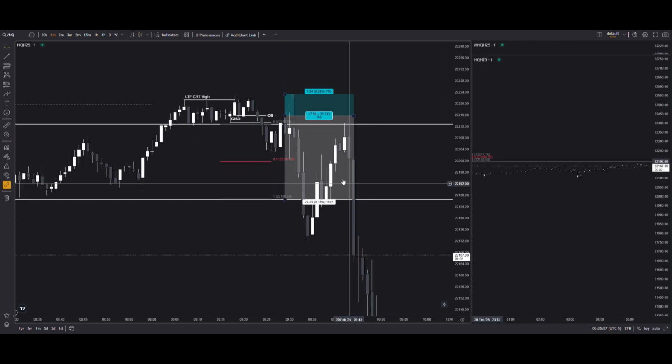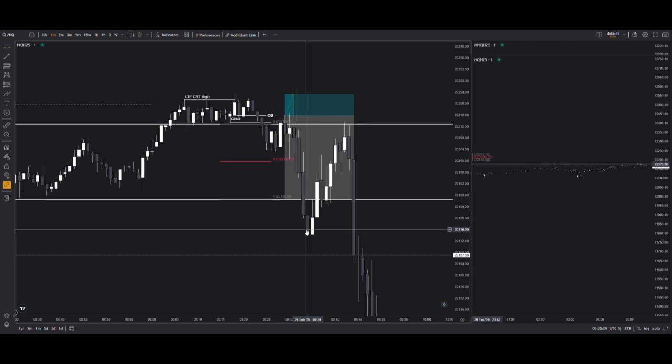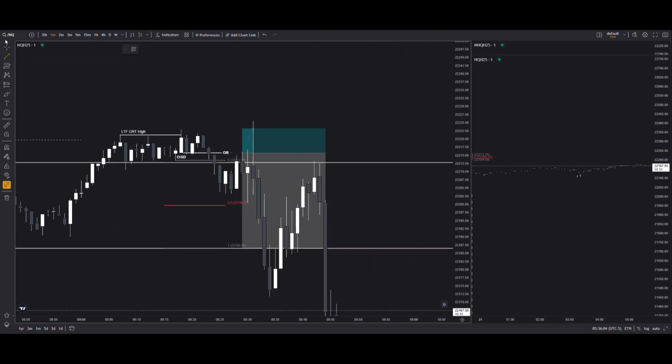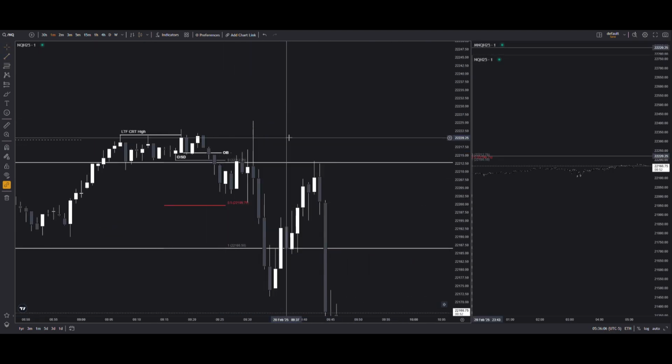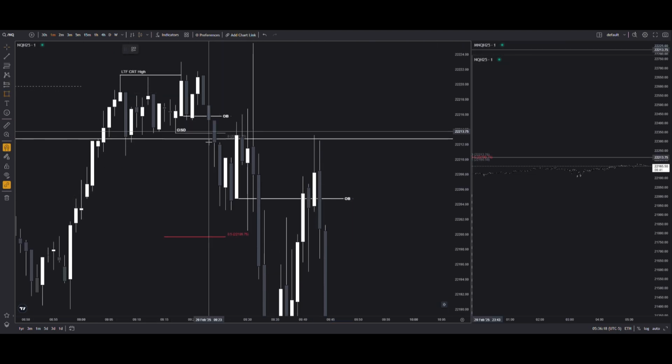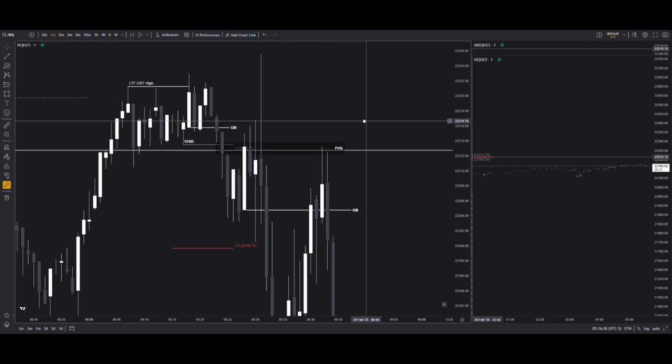Was there another valid entry if you missed this entry? Well, yes, if you wanted to play the continuation lower. We had this order block. Why is it an order block? We're not taking liquidity, but we are tapping into liquidity. What liquidity? We're tapping into this fair value gap. We're respecting a fair value gap. Can you see that? We had the order block entry, and then we also had a fair value gap entry.